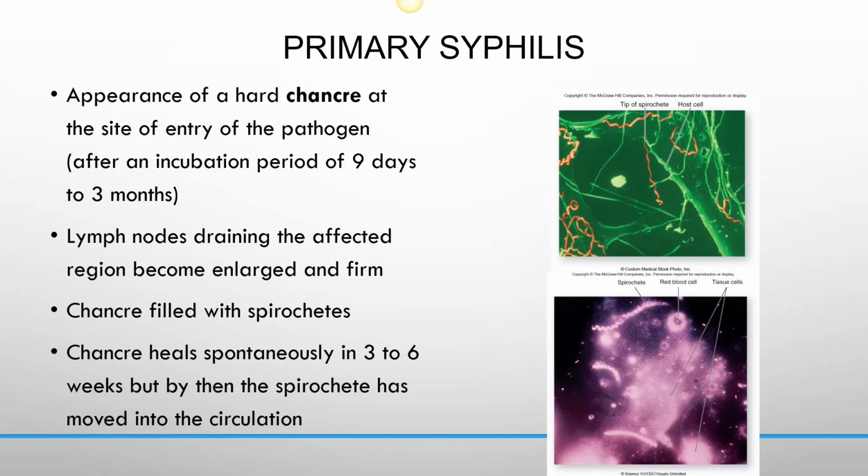So with primary syphilis, you start with a canker. And the canker is at the site of the entry of the pathogen, and that's after an incubation period of 9 days to 3 months. That is a long incubation period. So you could have intercourse with an infected person and then 3 months later finally have your little ulcer. These cankers are usually small and they aren't painful, and if you don't notice it, it may go unnoticed.